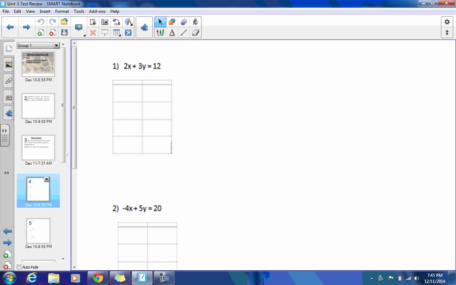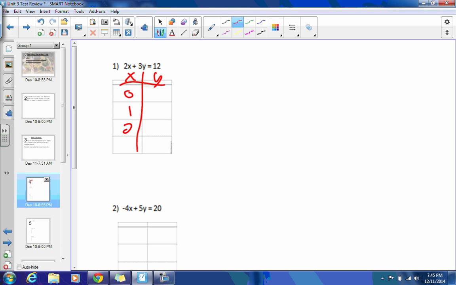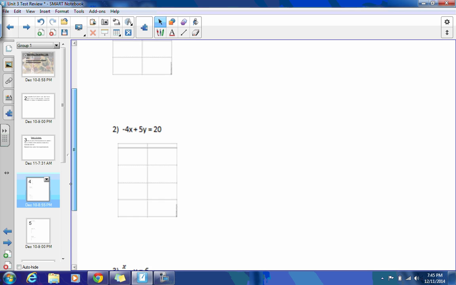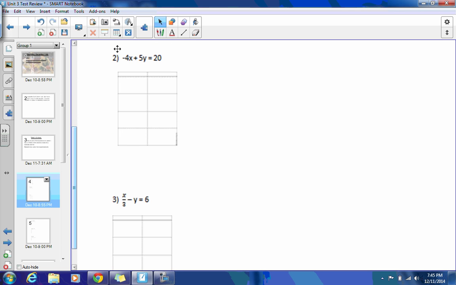So numbers 1 through 6, actually, you could do this however you want. You can use a T-chart and just fill in 3 values like we've done before. Most recently, you have your x and y, and you fill in 3 values, and then you solve for the y. What I'm going to do is a different way for numbers 1 through 3, because these 3 are all in standard form. And standard form, again, is when the x and the y terms are on the same side of the equation. So it works for all 3 of these.